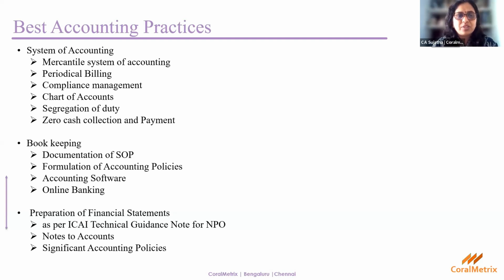So when it comes to the first item, bookkeeping, first and foremost is that depending on the size of the organization and number of office bearers in the management pool, every association has to have standard operating practices. What is the standard operating practices is that it should be documented how the process of accounting needs to be carried out in the books of accounts.